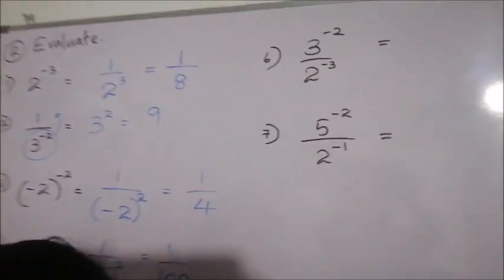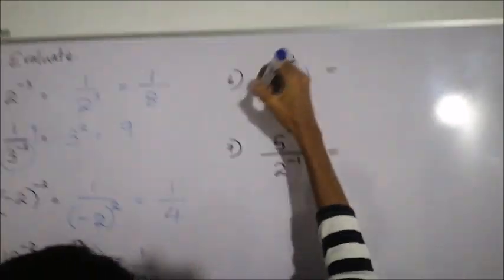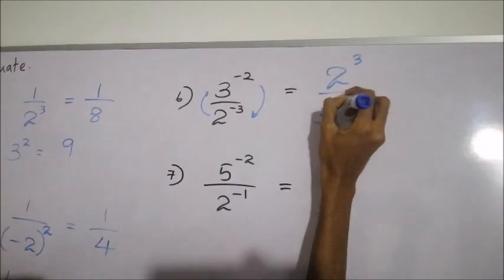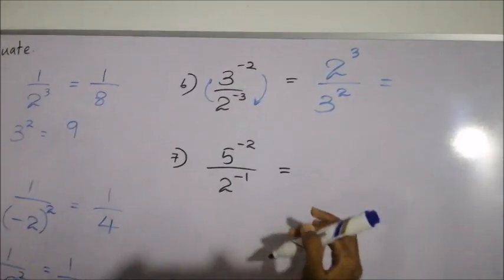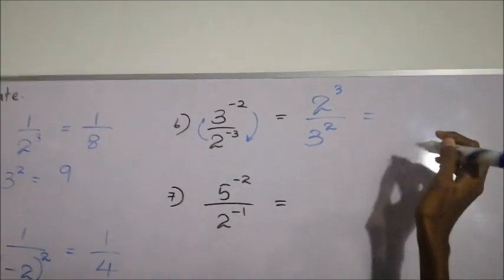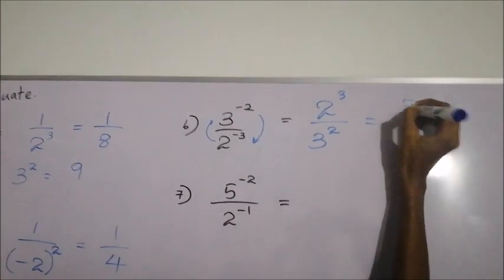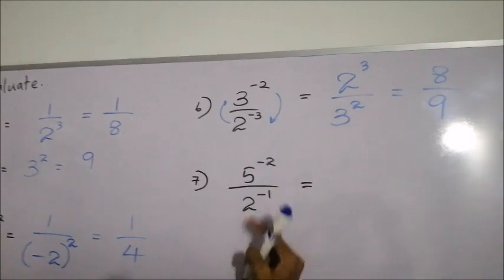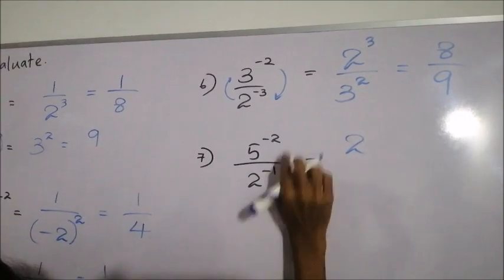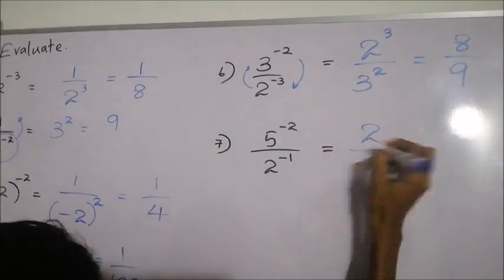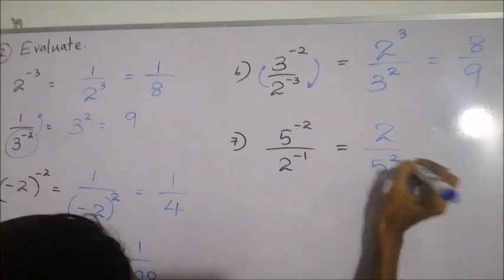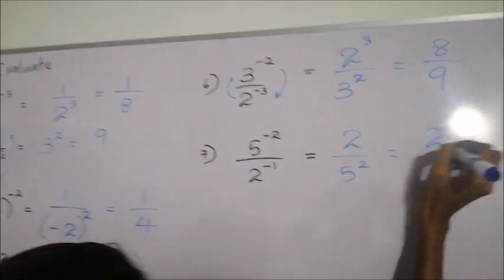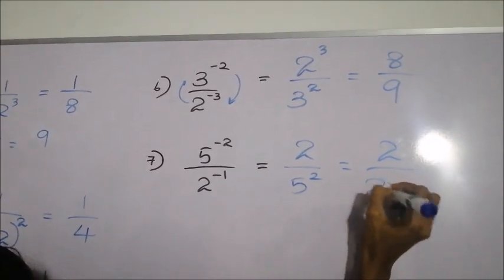Next one. Both have negative indices. We will change their places. 2 to the power 3 over 3 to the power 2. We cannot simplify more than this. Just find their values. 2 to the power 3 means 8. 3 squared is 9. 8 over 9. Next one. Make them positive firstly. 2 comes up. 5 goes down. 5 squared. 2 to the power 1 means just 2. Right? So 5 squared means 5 times 5, 25.